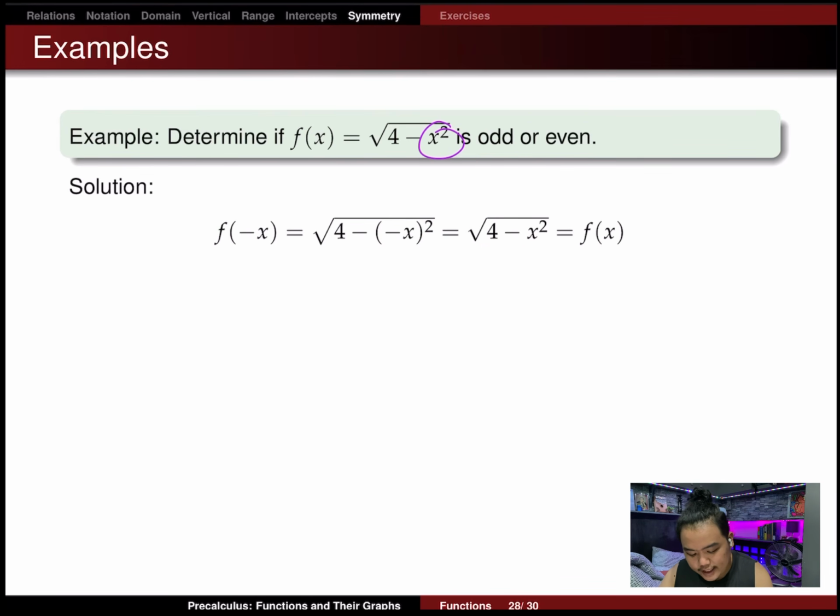And then you check this one in relation to the original function. Is it the original function? If yes, it is an even function. Is it the negative of the original function? If yes, it is an odd function. And in this case, as you can see, f of x, siya, kamukha. So meaning it is an even function. Okay ba yun?